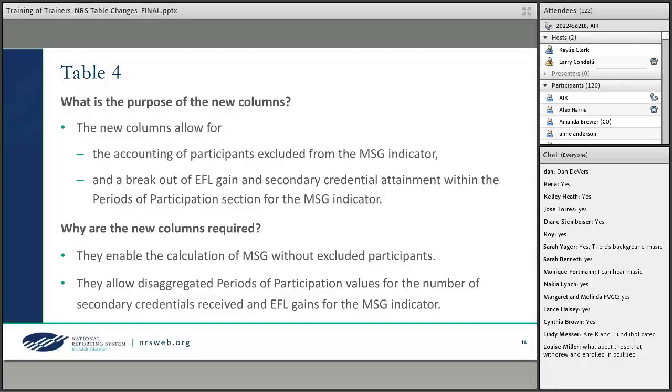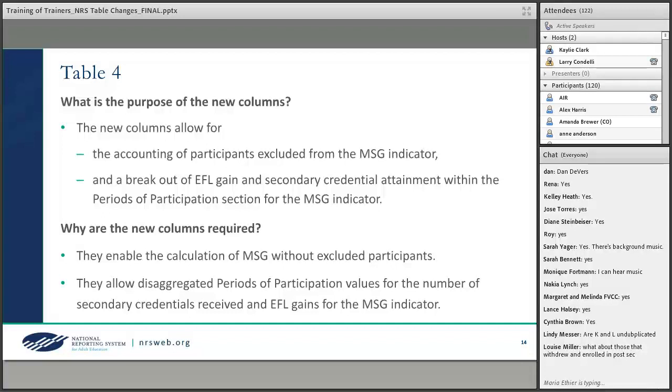Larry, can you hear me this day? Yeah. Can you hear me? Yeah. We have some questions here about Table 4, the previous slide. One from Lindy Messer and one from Louise Miller. Correct. I'm just getting those right now.